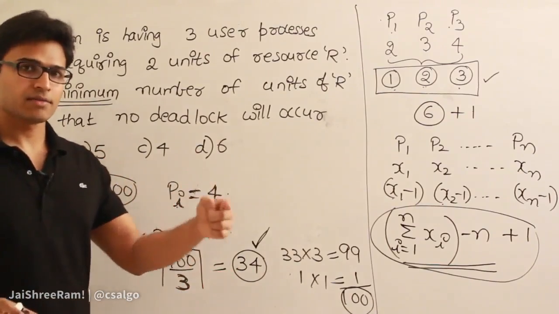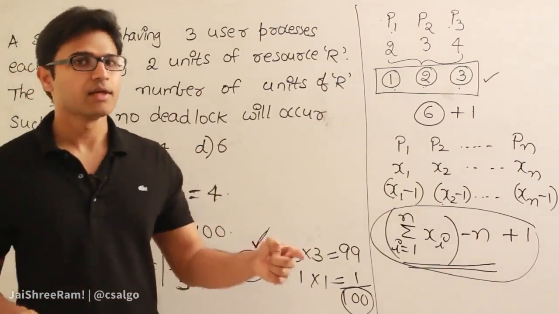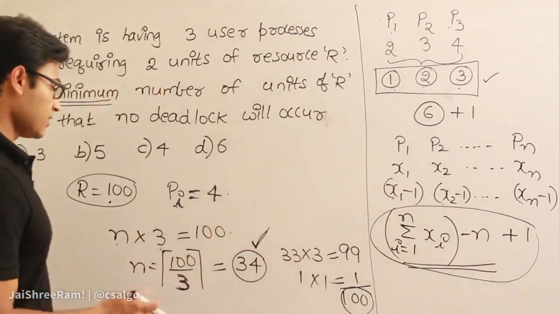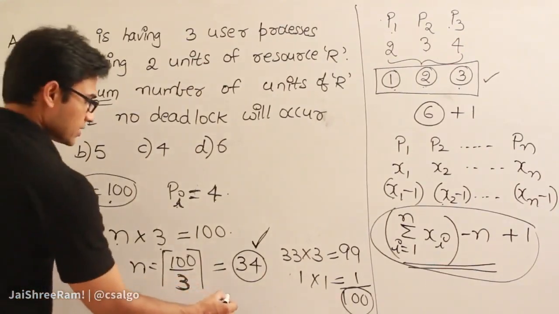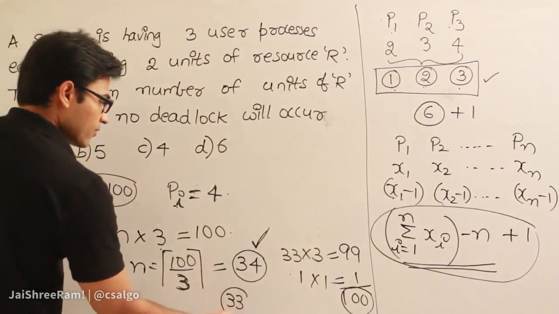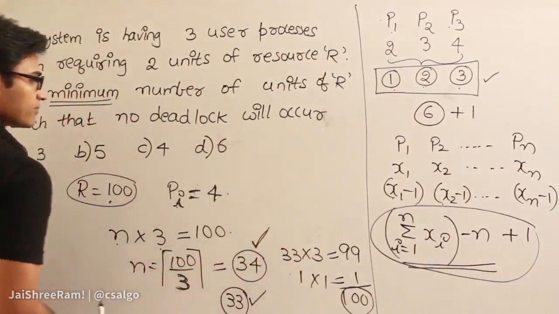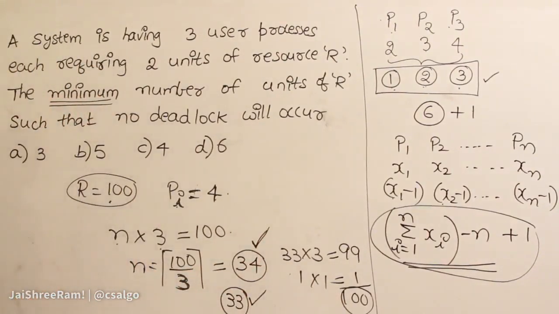Therefore, what is the maximum number of processes that can be present without any deadlock? It is 33, isn't it? Therefore the maximum number of processes for which there is no deadlock is 33. I hope that you understood this.